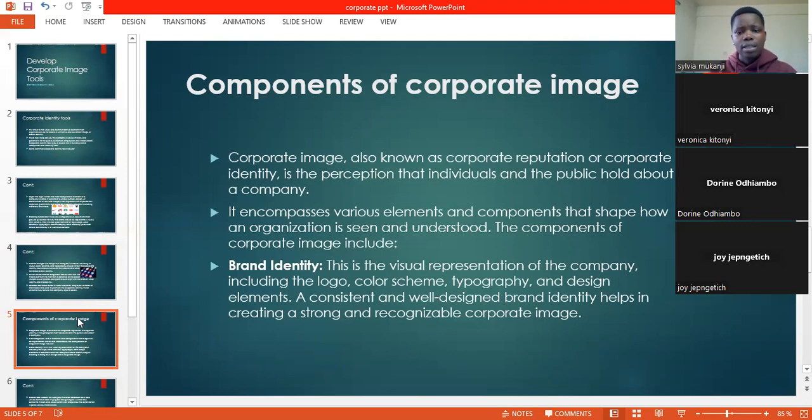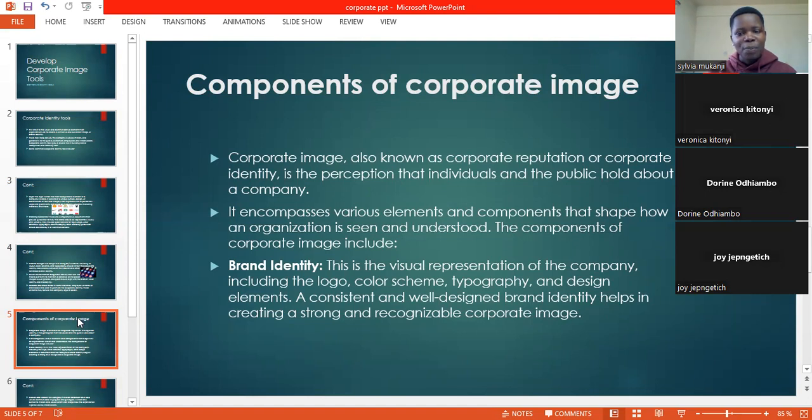Corporate image, also known as corporate reputation or corporate identity, is the perception that individuals and the public hold about a company. It encompasses various elements and components that shape how an organization is seen and understood.